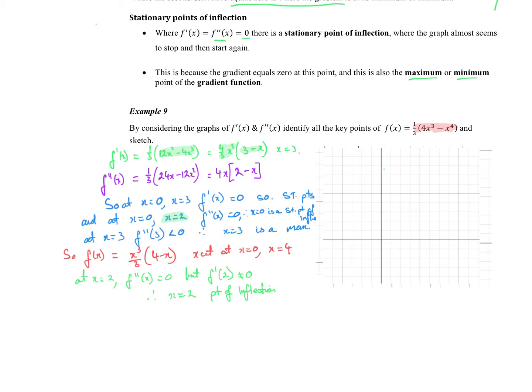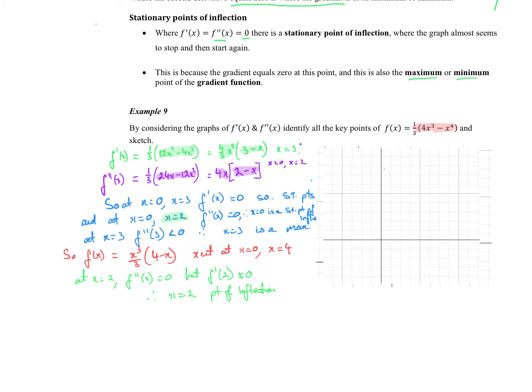If I work out f double dash of x, differentiating the first derivative, I get 1/3 of 24 minus 12x squared, which is 4x times 2 minus x, which means the second derivative is equal to 0 at x equal to 0 or x equal to 2. So I've got points of inflection there. Let's have a look at the little summary. At x equal to 0 and x equal to 3, from the first derivative, f dash of x is 0, so I have stationary points.